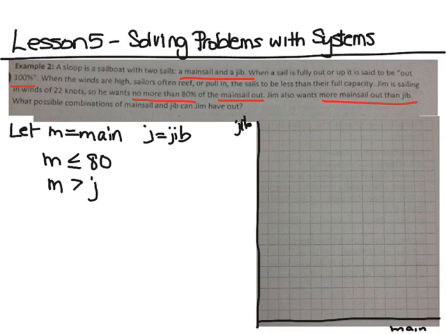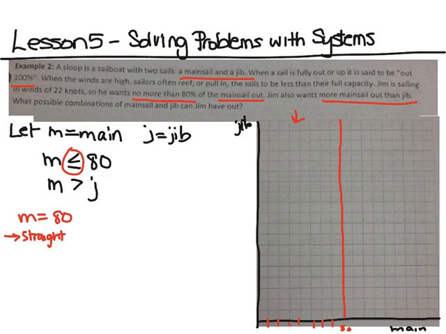So first we'll do M equals 80. So that's just a straight line. So it's a straight line because it's greater than or equal to, so not broken. And we're going to label our x-axis by 10. So 10, 20, 30, 40, 50, 60, 70, 80. So we want to draw a straight line through 80 because all m's are 80. And we want it to be less than, so we would shade on this side.